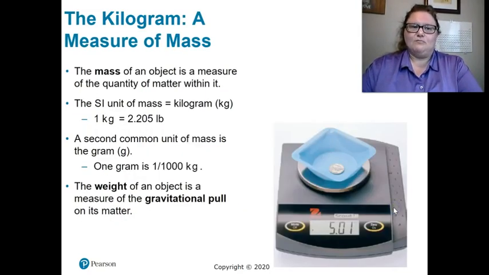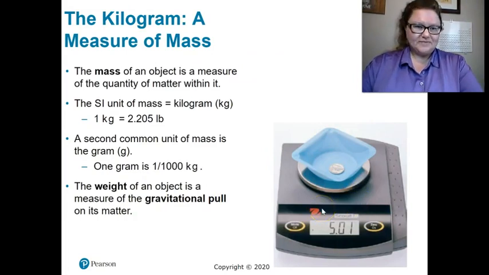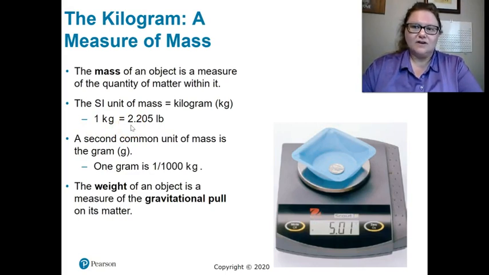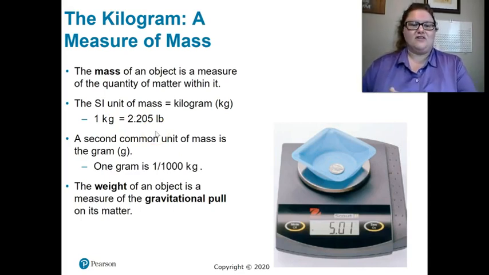So let's take a look at mass next. Again, the kilogram is the SI unit, but we work with grams because it's more useful for what we do. And so how do we relate that to something that you're familiar with? Well, 1 kilogram is just over 2 pounds. That's not too heavy, okay? So it's not this humongous unit. But compared to what we use on a small scale in chemistry, it is pretty big.